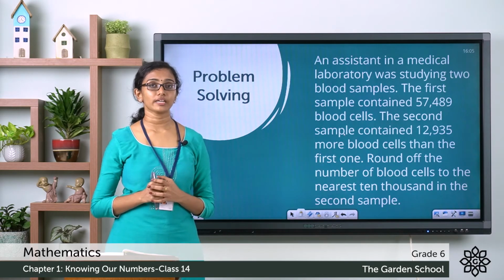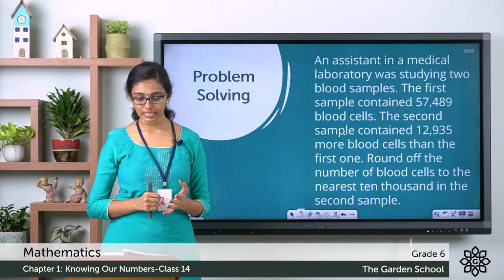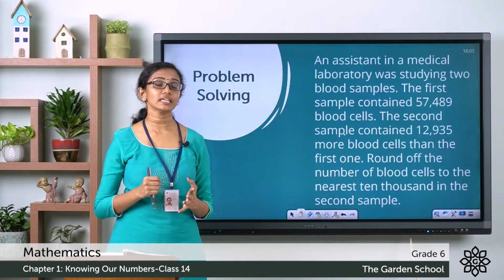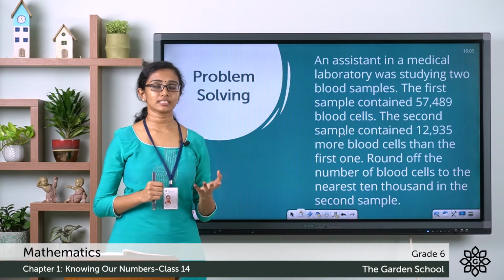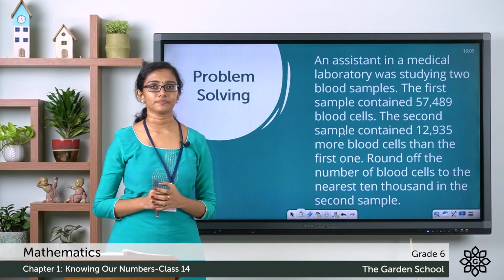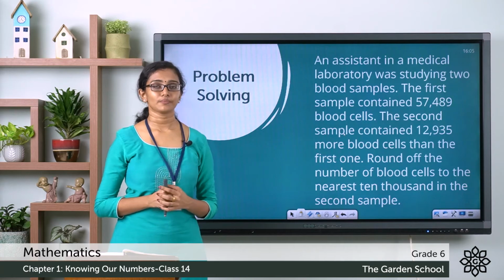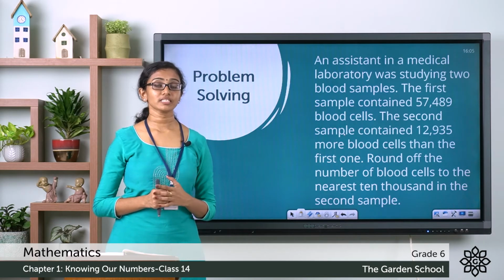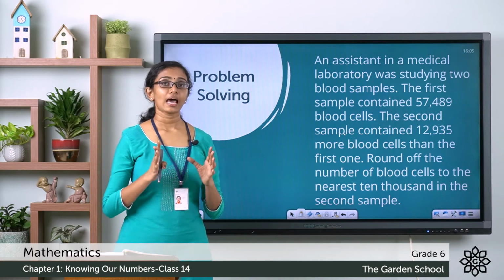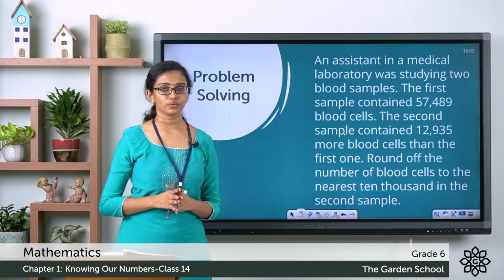You are asked to find out an estimate value. You have to round off the number of blood cells to the nearest 10,000s. That is the number of blood cells in the second sample to the nearest 10,000s. So how do we find out the estimated sum of an addition? You have to round off both the addends, then find the estimated sum, right? So since they have asked us to round off to the nearest 10,000s, let's round off each of these numbers here to the nearest 10,000s.